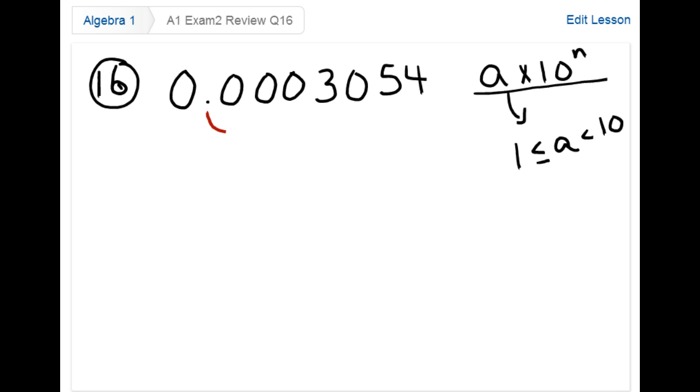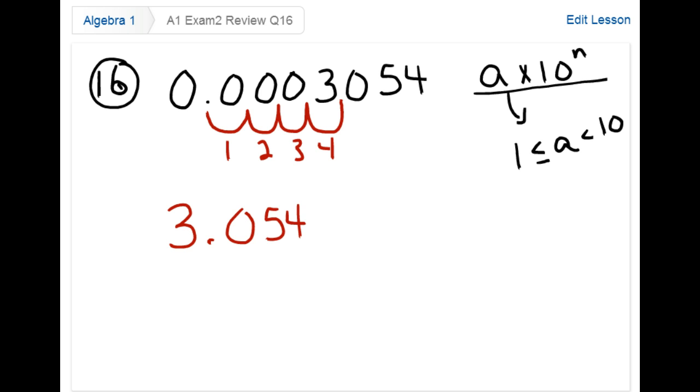Okay, so we'll move the decimal. If we put it here, we have 3.054, and that's a number between 1 and 10. So let's count how many times we moved it. Okay, we moved 4 places, so our answer is 3.054 times 10, and we moved 4 places to the right, so that's -4.